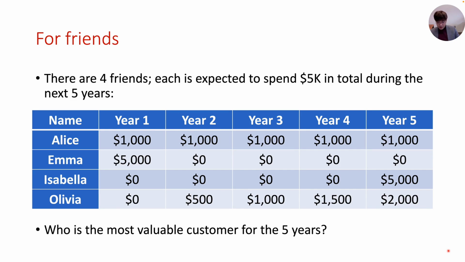Question is, who is the most valuable customer for the 5 years? How do you think? Alice? Emma? Isabella? Olivia? Or tie, because they all will spend the same amount of money for the years? Answering this question may not be simple. Then, how about this? This is much simpler.